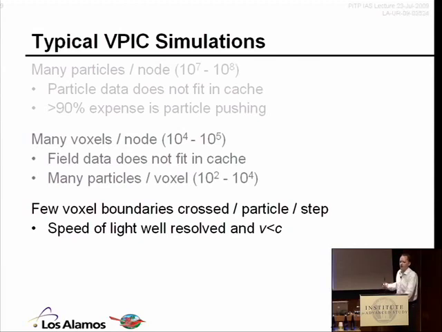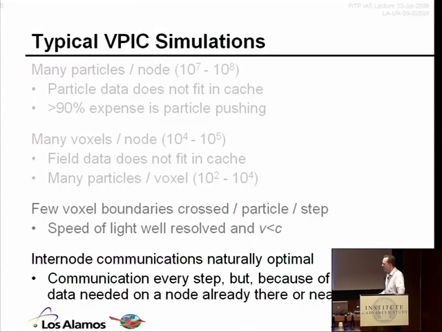So these are generally pretty bad because it means there's a lot of data. There are some good things, though, which is that VPIC is an electromagnetic code. Being an electromagnetic code, there's very few voxel boundaries crossed per particle per step. That's because we need to resolve the speed of light, and particles, by necessity, are moving slower than the speed of light.